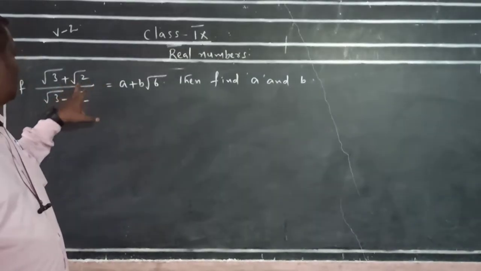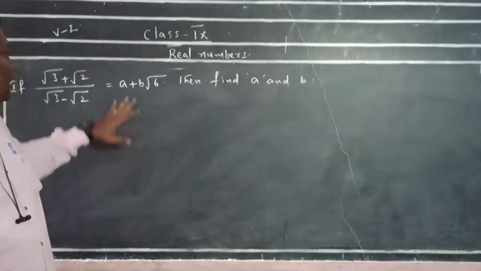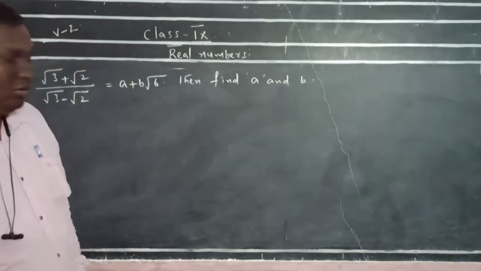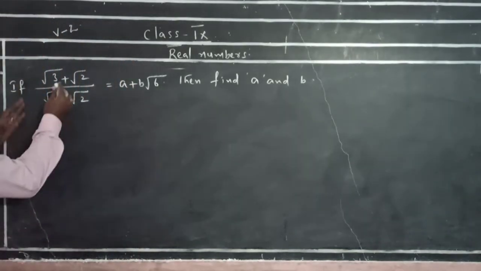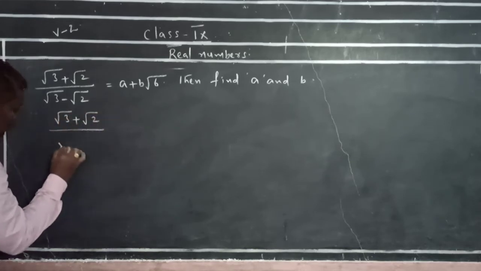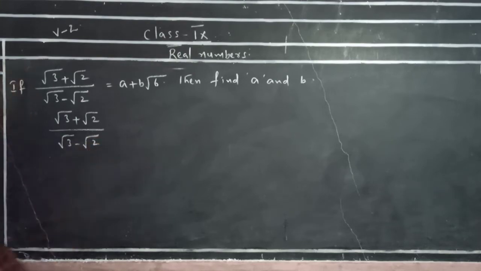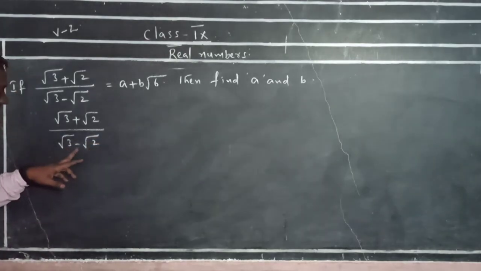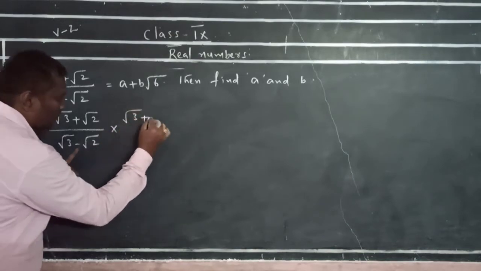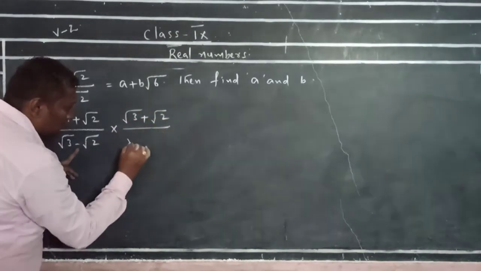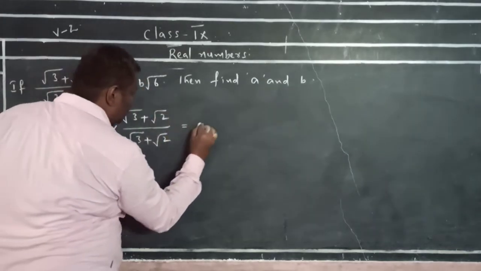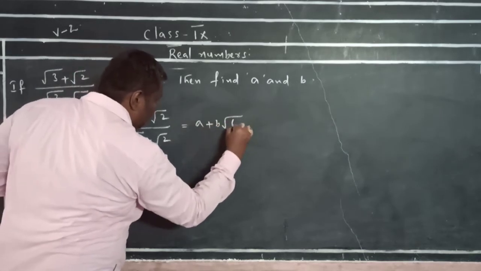Then (root 3 plus root 2) by (root 3 minus root 2) is equal to a plus b root 6. Find a and b. Already you know the rationalization. Take the rationalization of (root 3 plus root 2) by (root 3 minus root 2). The sign in the denominator is minus, so you have to take the opposite sign: (root 3 plus root 2) by (root 3 plus root 2) is equal to a plus b root 6.